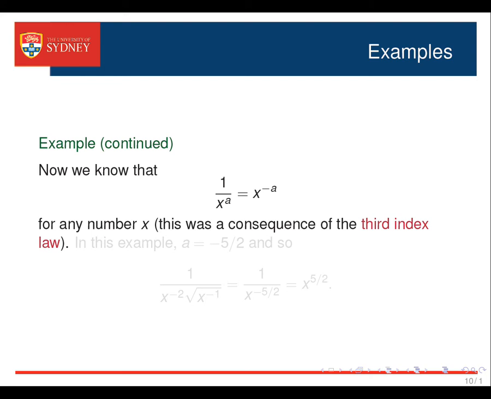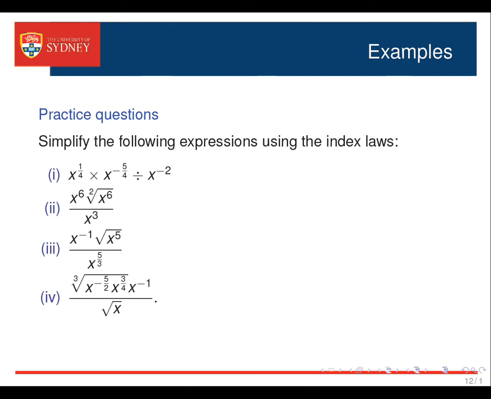But the original expression that we had to simplify was 1 over this. Since 1 on x to the a is x to the minus a, using a equals minus 5 on 2, we see that the answer is x to the 5 on 2, since two negatives make a plus. Now pause and try these practice questions for yourself. Press play when you want to continue.